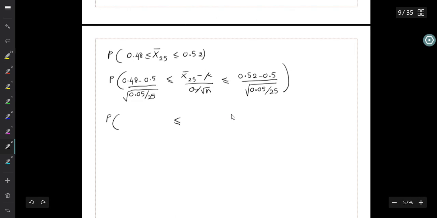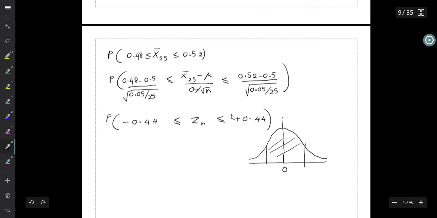If you have x bar minus mu over its standard deviation, you end up with the z value. And if you do these calculations, the left hand side you will have negative 0.44 and the other side you have plus 0.44. Now we can read the standard normal table for the area under the curve. It is symmetric about mean 0. We know the boundary now, which is from the z score negative 0.44 up to plus 0.44. So if you read the table, you will find that this probability is 0.34. So using the central limit theorem, you can find the required probability.